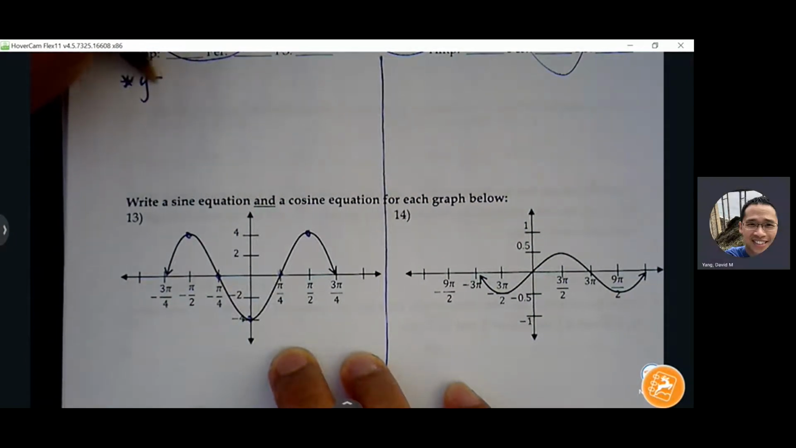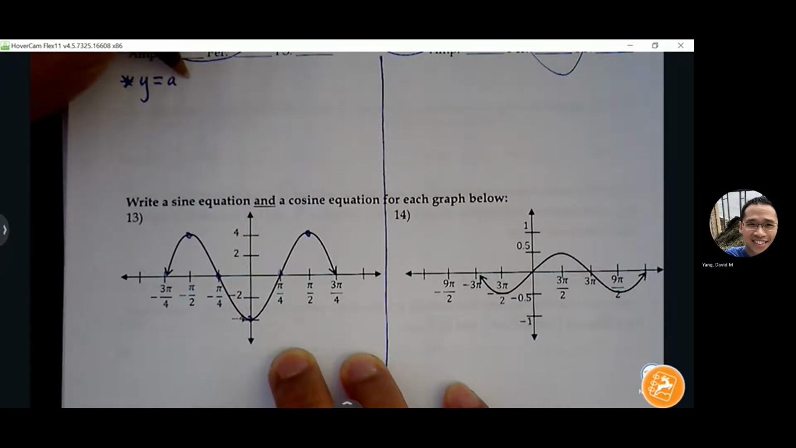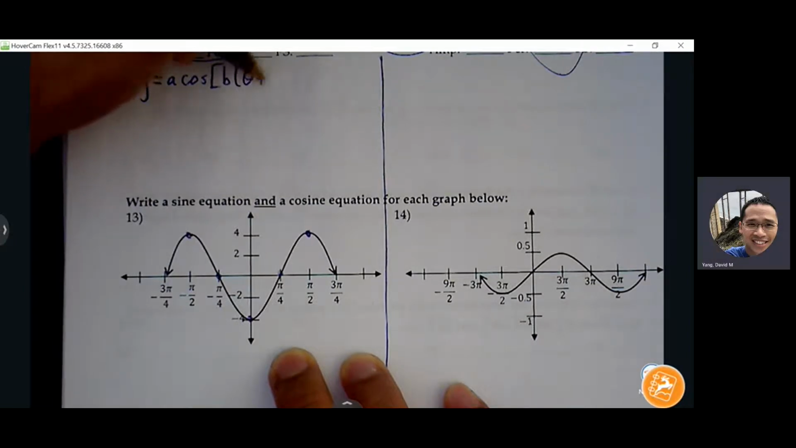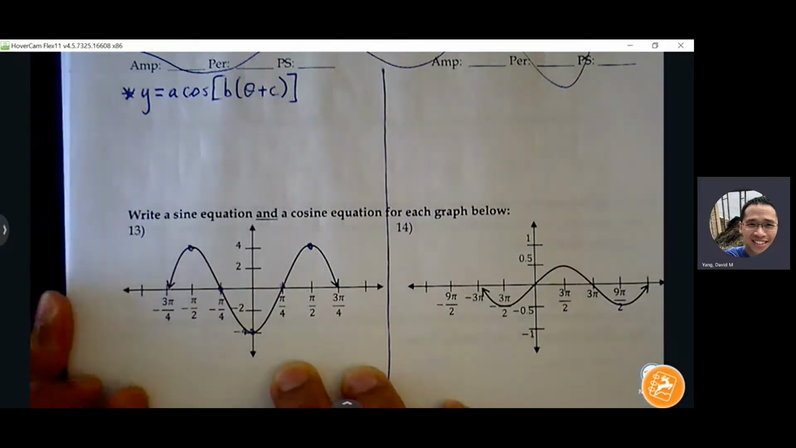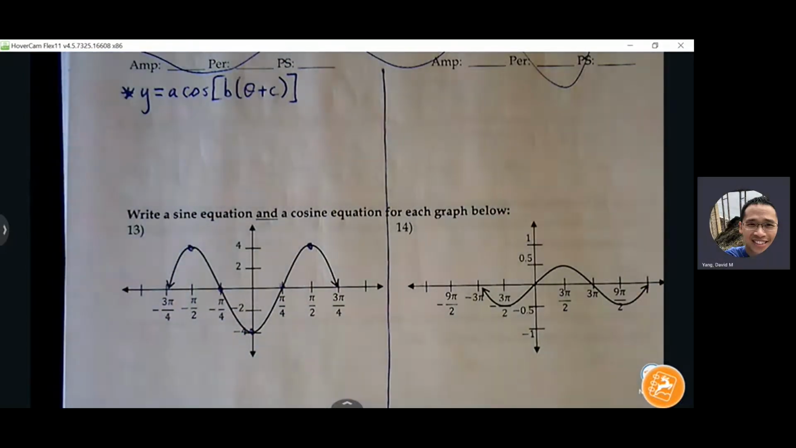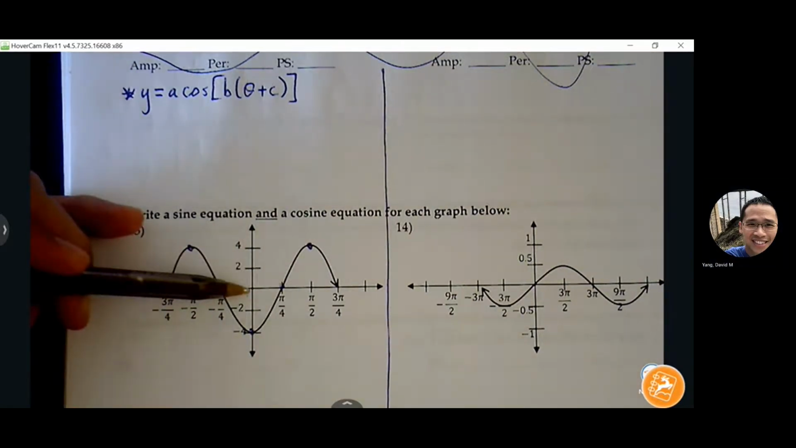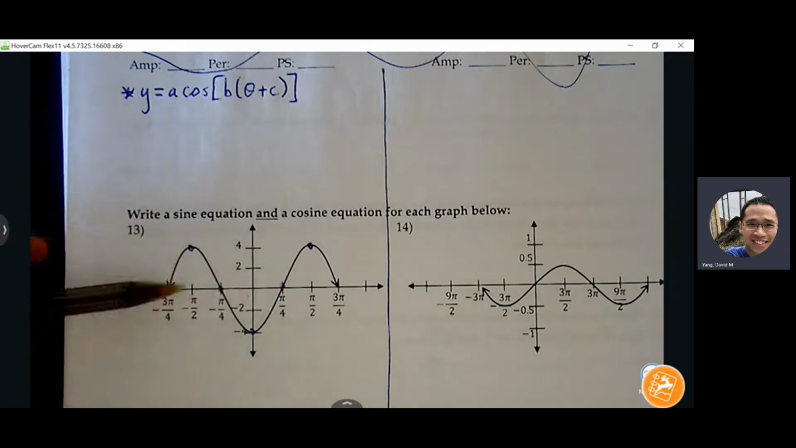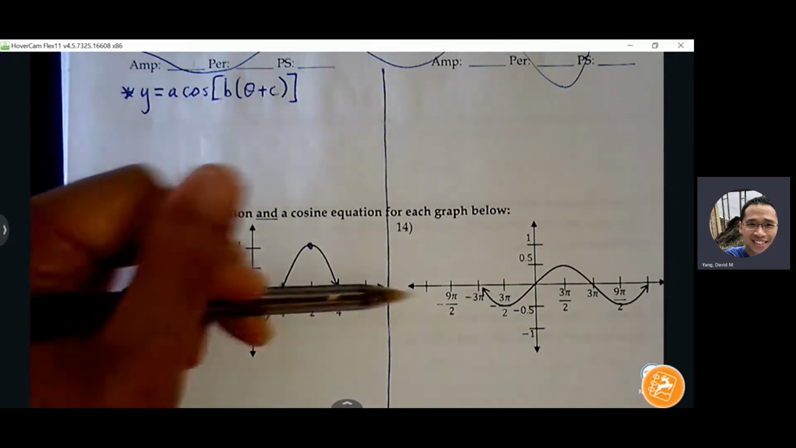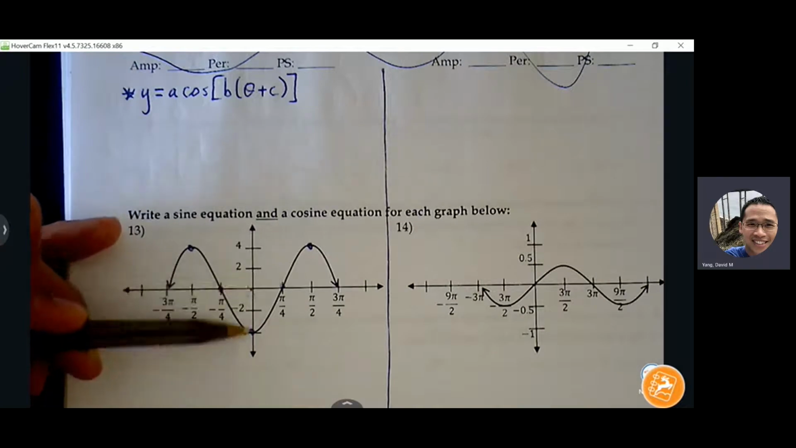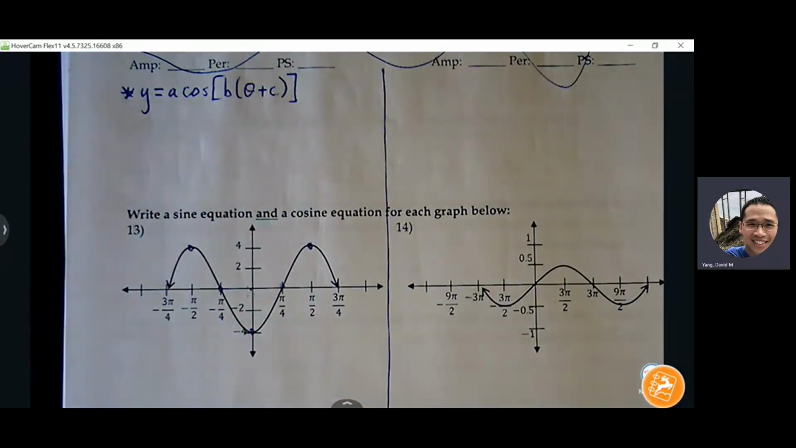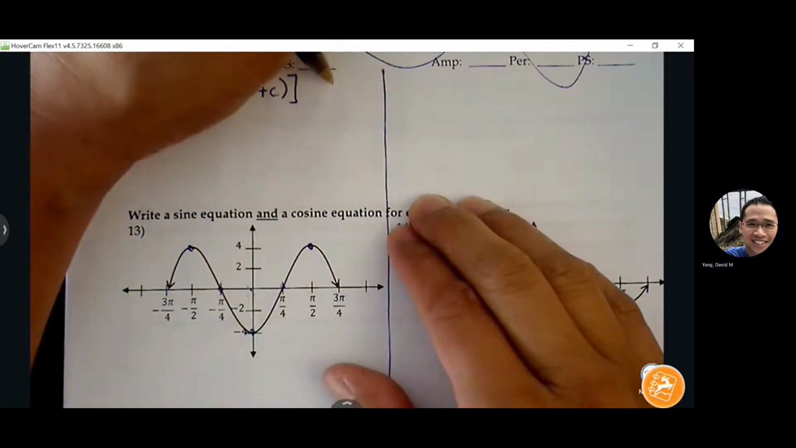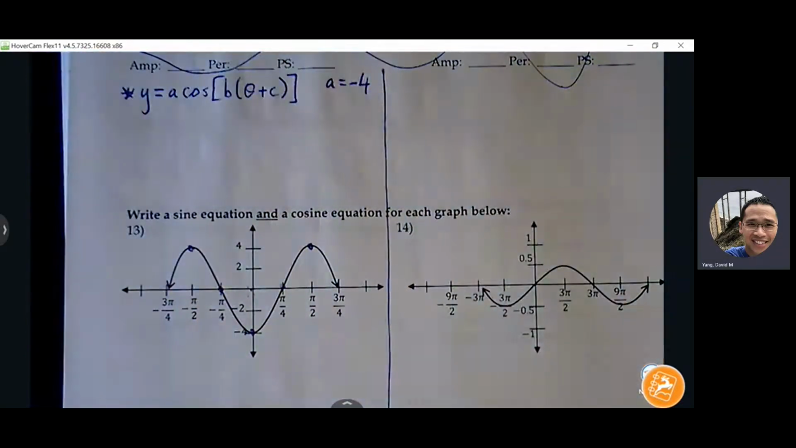Then we have to get in this form: y equals A cosine of B theta plus C. All right, let's start with the easy stuff here. What do you think the A value is? So we know the amplitude is 4, right? From rest to crest, so from the center, the middle line of your graph, to the furthest point, that's 4, but it's reflected, right? So we know A is what? A is -4. So we'll set that to the side just to get that easy stuff out of the way.